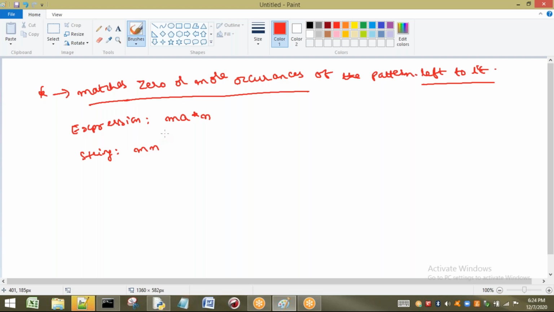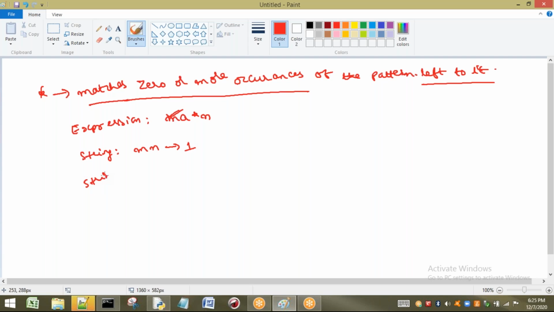MN I am going to take. Here what we have to observe? Whether that N is occurring once or not. Yes. Okay. So here we are going to get one match. Sorry, 1 minute. Here what we have to see? Left to it. So left to it I have to check. That is what M I want to talk about here. So M is present here. So we are going to get one occurrence. Right.